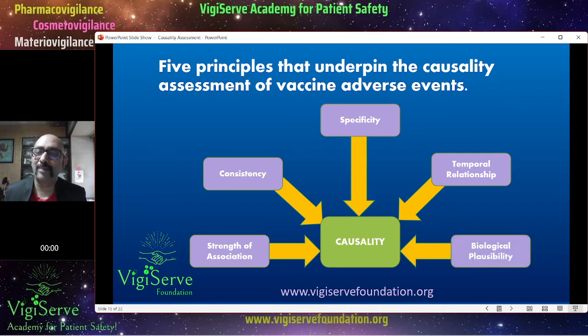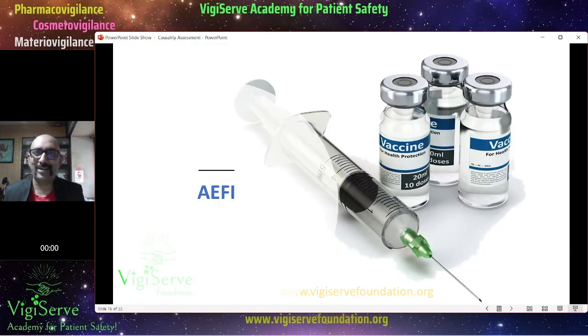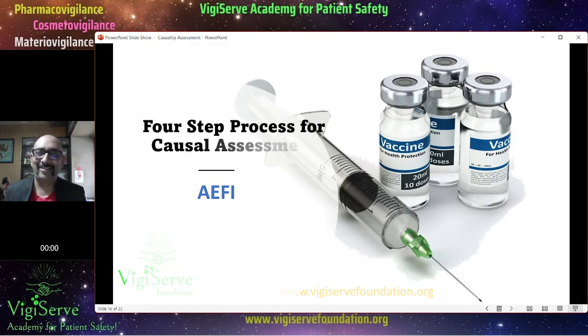Then the biological plausibility, right? So this is the vaccine's nature itself causing an adverse event. Vaccines are known to cause anaphylaxis or allergic reactions, or injection site pain, injection site reactions. So that is also a possibility. Now let us look at the four-step process for causality assessment.